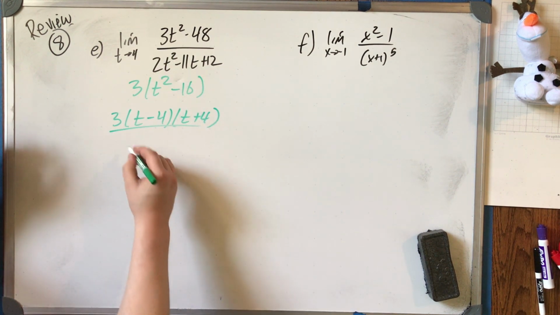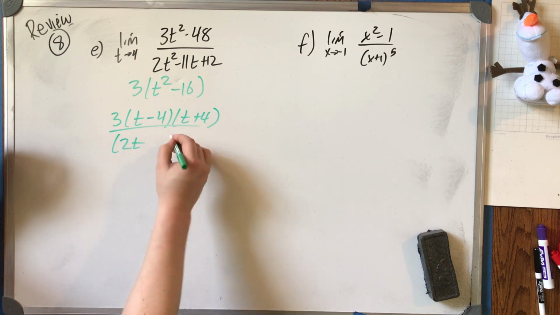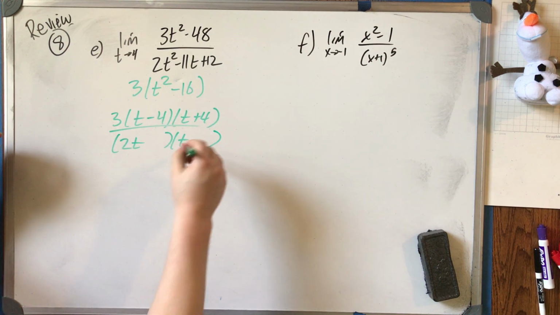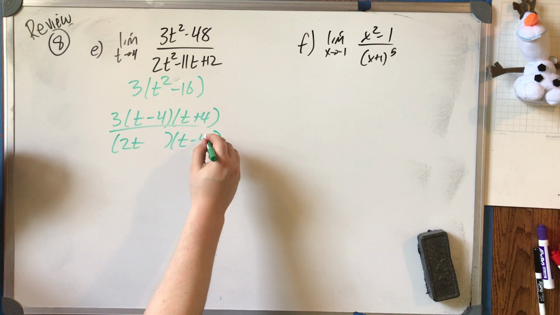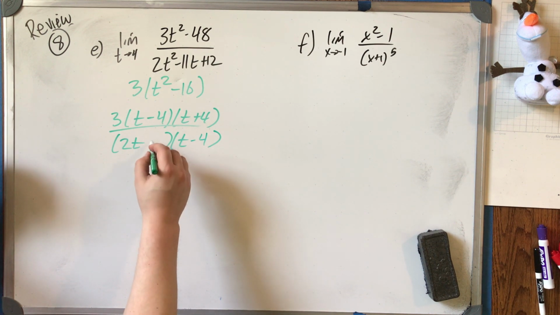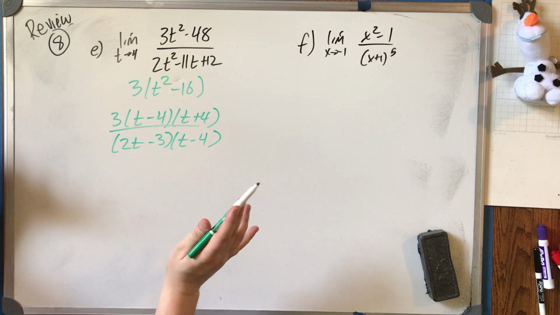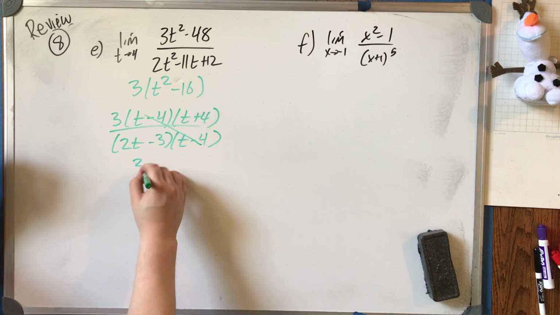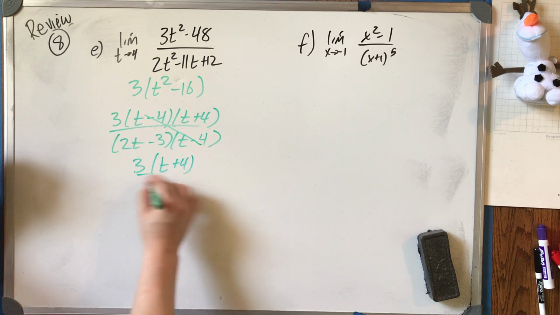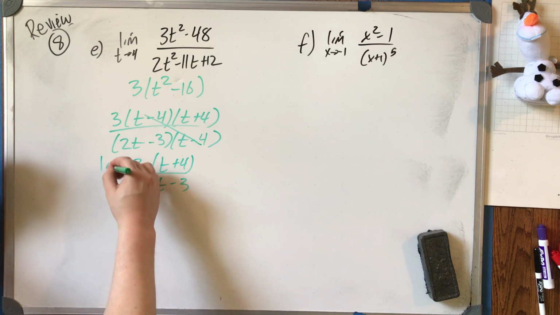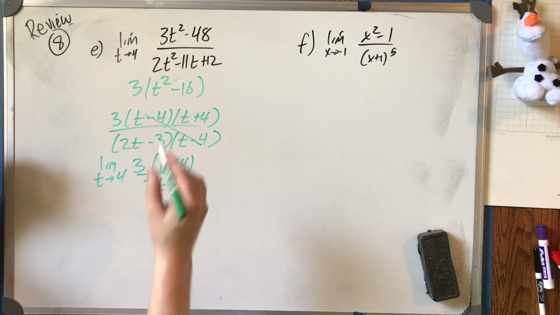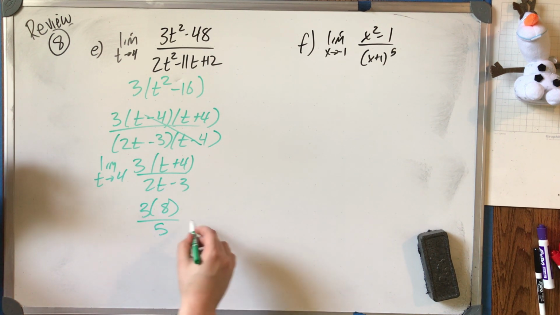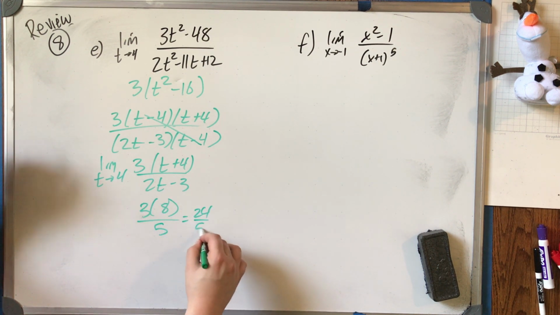This bottom part down here, I'm going to get 2t, and let's see, I need a 24, so that has to be 8. So this is going to be a minus 4 and a minus 3, I believe. Yeah, that sounds right. All right, so I'm going to cancel that out. 3 times t plus 4 over 2t minus 3. Doing the limit as t approaches 4. Let's direct substitute. I get 3 times 8 over 8 minus 3. That's 5. So I should get 24 over 5.